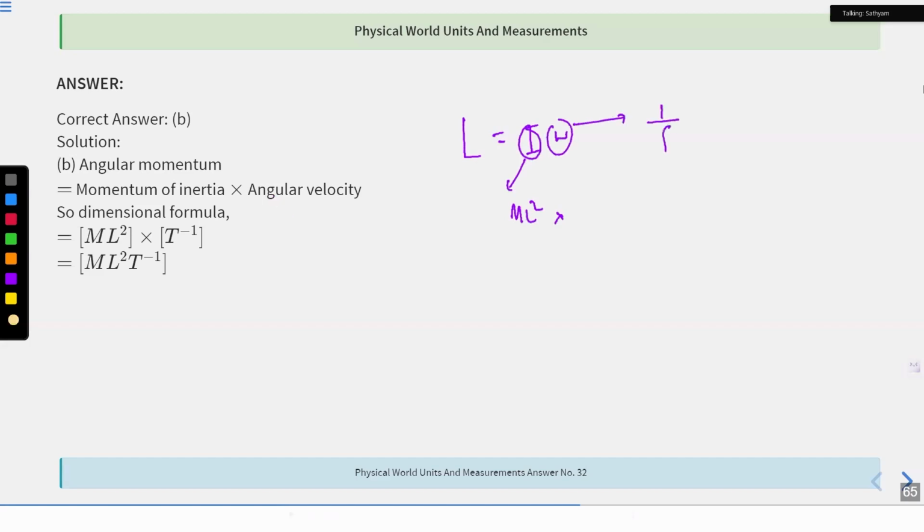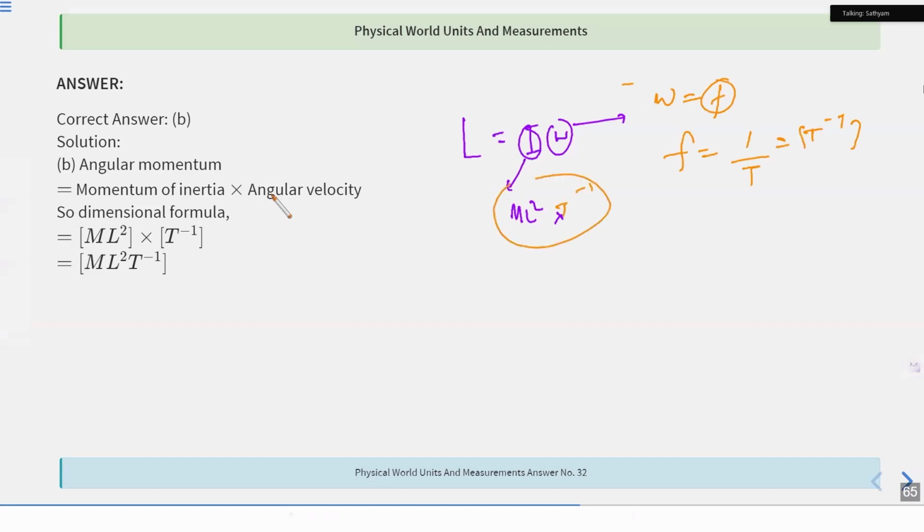omega is nothing but it is 1 by T. Correct? Omega is measured in frequency. So frequency is nothing but 1 upon T. This is T minus 1. So ML squared T minus 1. Correct? I hope it's clear. Okay. Next.